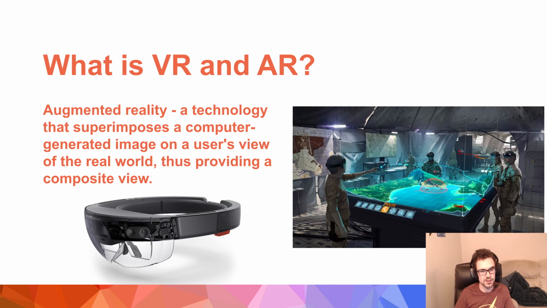And then I'll talk about the different types of headsets that exist. Augmented reality is a technology that superimposes a computer-generated image on the user's view of the real world, thus providing a composite view. And so Google was kind of the one who spearheaded this in the beginning.